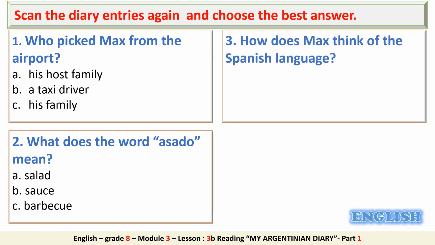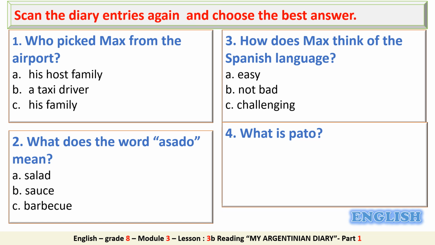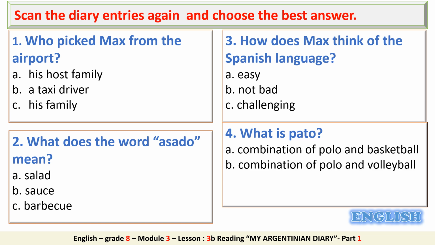3. How does Max think of the Spanish language? A. Easy. B. Not bad. C. Challenging. 4. What is pato? A. A combination of polo and basketball. B. A combination of polo and volleyball. C. A combination of polo and football.